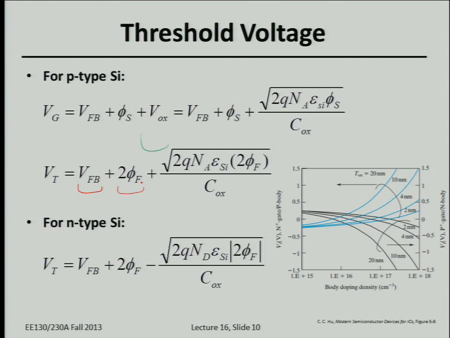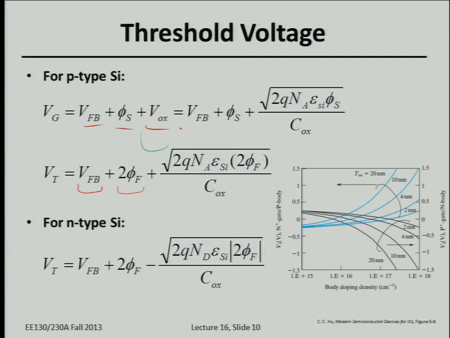Okay, so the key thing to remember is the gate voltage is always equal to the flat band voltage plus the voltage dropped across the silicon plus the voltage dropped across the oxide. So to remember the formula for the threshold voltage, you just have to remember that. Okay, and at threshold, remember that the voltage dropped across the silicon is just 2 phi f.